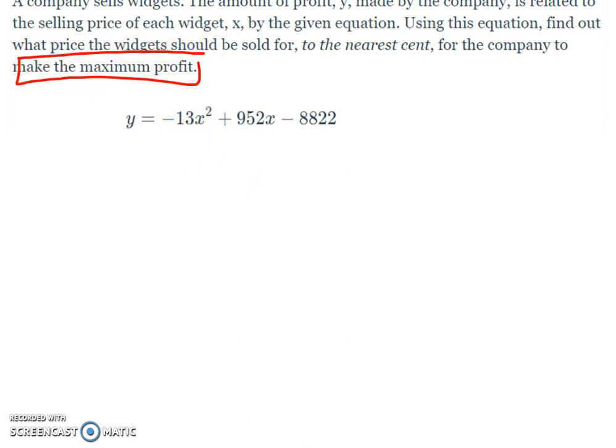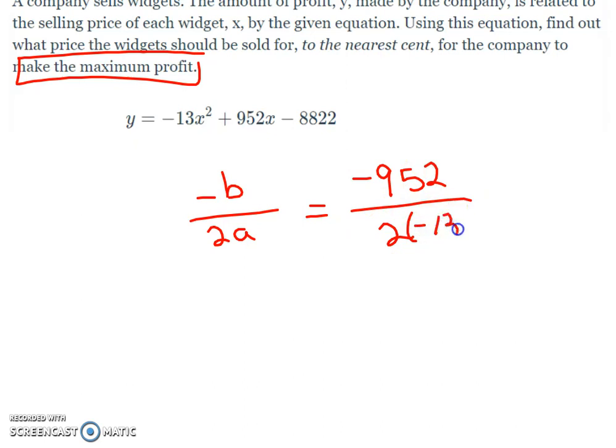All you have to do is calculate negative b divided by 2 times a. In this case, it would be negative 952 divided by 2 times negative 13. Calculate that, and that tells you your answer. So that's what you're doing for now. I'm going to have to stop it and move along. I'm going to record this and put it up on Classroom so you can watch it again at the end.